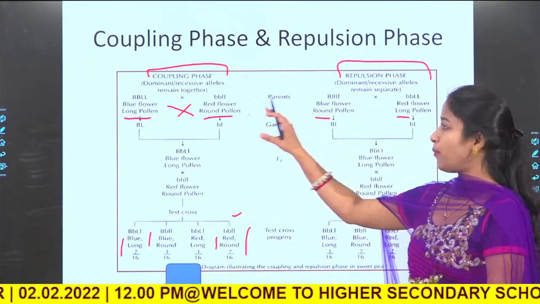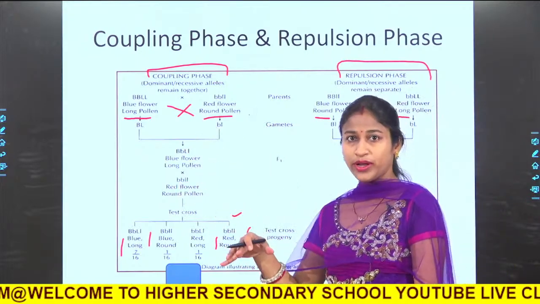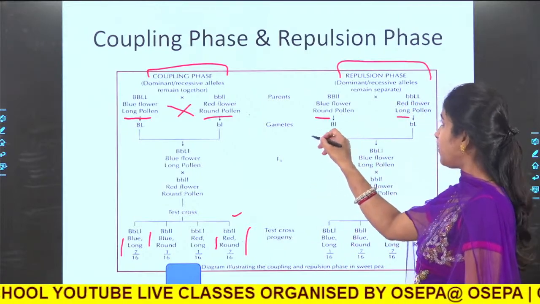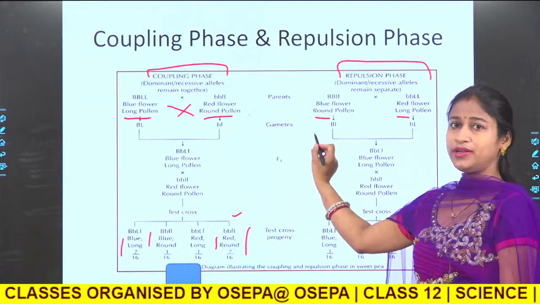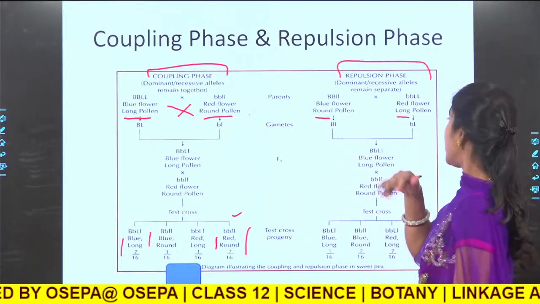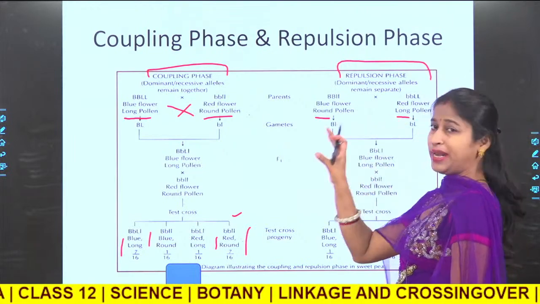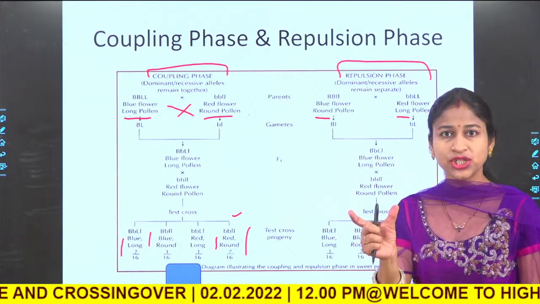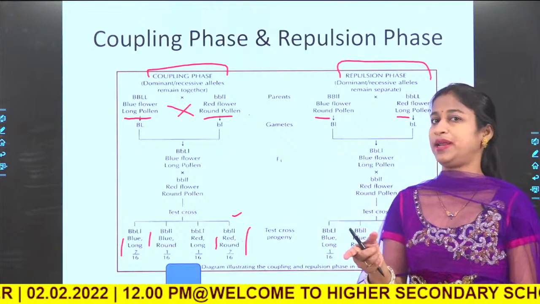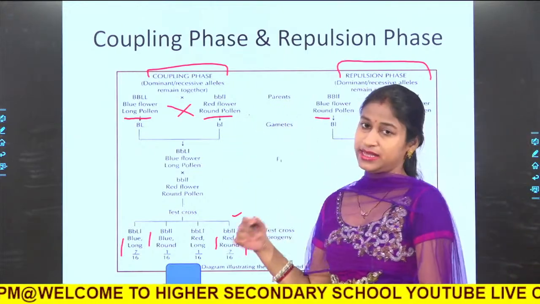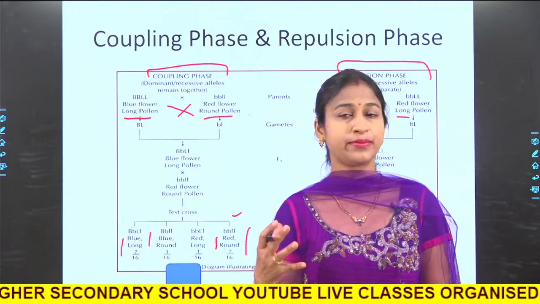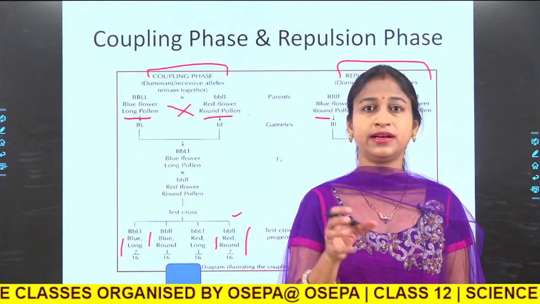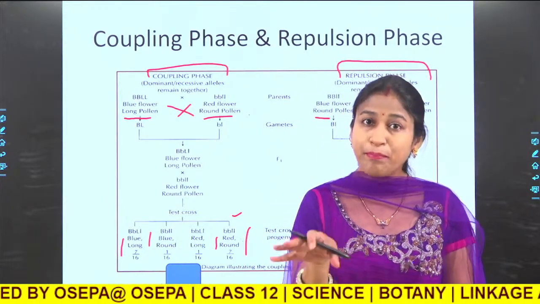So here the dominant alleles are coupled together and the recessive alleles are coupled together. But when we take it the other way, with one dominant and one recessive allele for two traits, now they are repelling each other. Now the dominant and dominant alleles repel each other and the recessive alleles repel each other. So in the coupling phase, they said the dominant and recessive alleles are coupled together. In the repulsion phase, they said the dominant and recessive alleles repel each other.